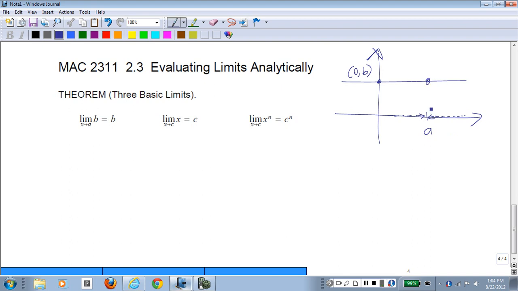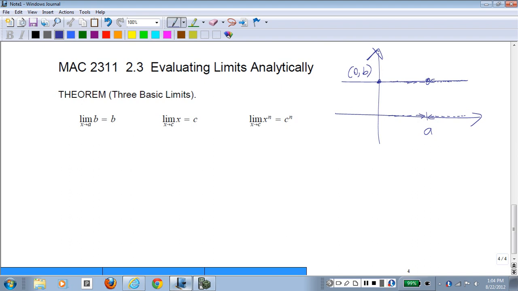If x is approaching a, like this, and like this, we can ask ourselves, the point in question is right here, it's actually a solid dot, but I'll just represent it as an open circle. We can ask ourselves, as we consider points that move along here with x coordinates that are approaching a, and points that move along here with x coordinates that are approaching a, the y coordinates of those points are constantly b all along through that process.